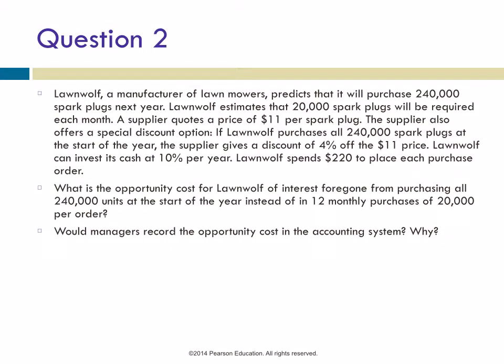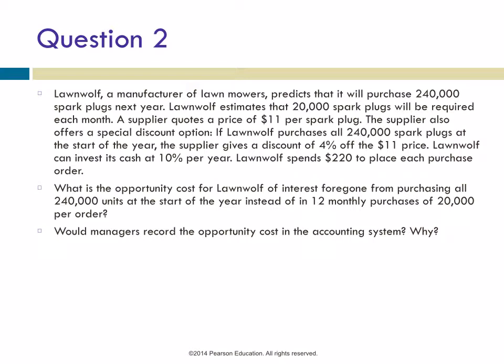Okay, question 2. Lawn Wolf, a manufacturer of lawnmowers, predicts that it will purchase 240,000 spark plugs next year. Lawn Wolf estimates that 20,000 spark plugs will be required each month. The supplier quotes a price of $11 per spark plug. The supplier also offers a special discount option. If Lawn Wolf purchases all 240,000 spark plugs at the start of the year, the supplier gives a discount of 4% off the $11 price. Lawn Wolf can invest its cash at 10% per year. Lawn Wolf spends $220 to place each purchase order.